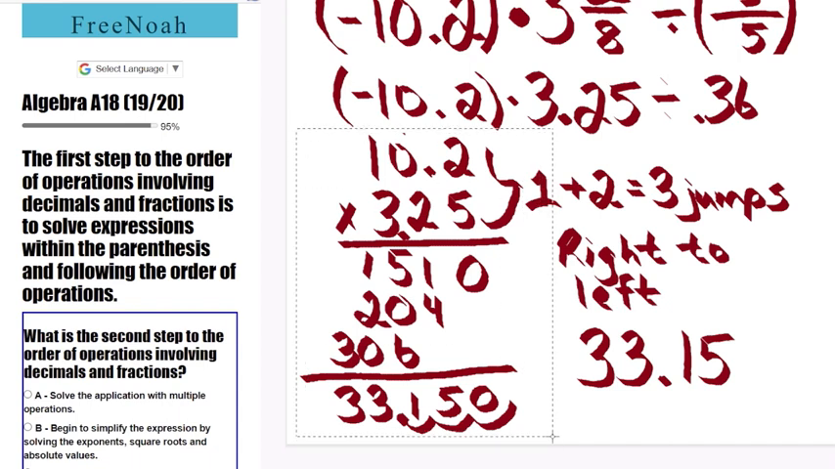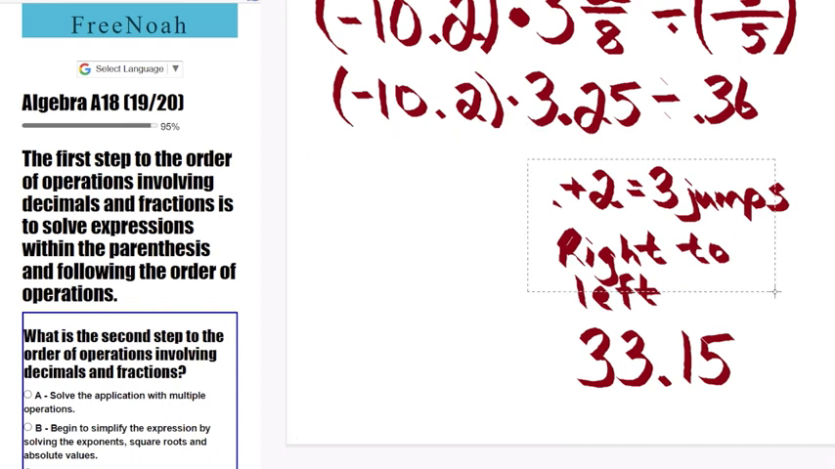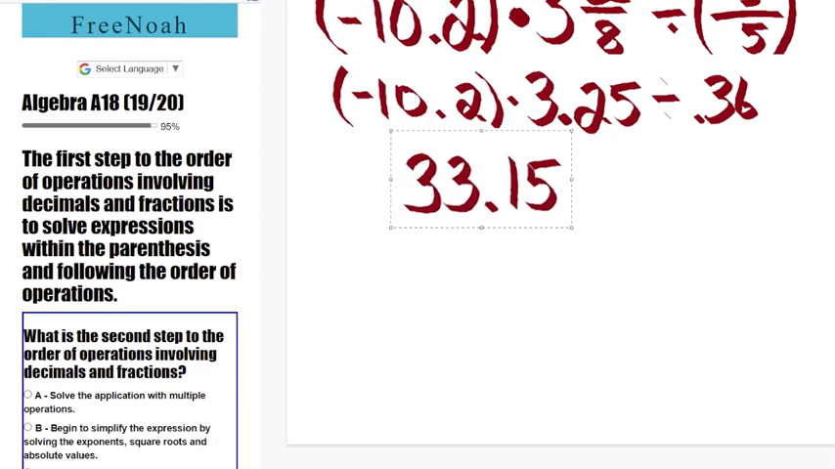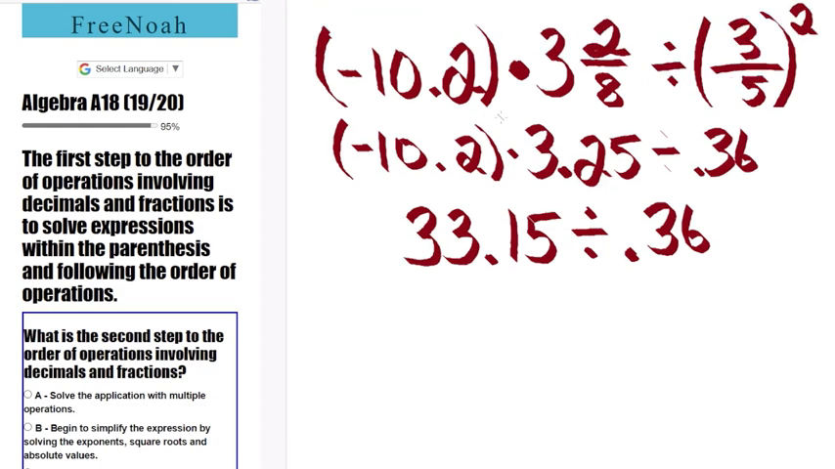Here we go. Let's make some space here. Clear everything. Now let's not forget the negative sign when we go down. Okay, so moving on, when we rewrite this statement, it'll be negative 33 and 15 hundredths divided by 0.36.